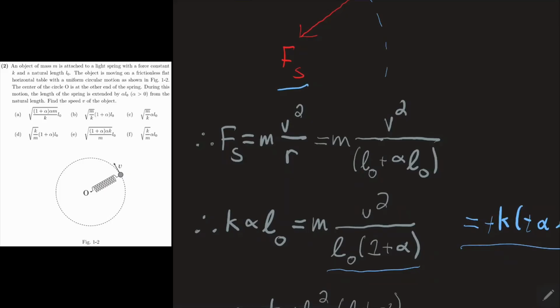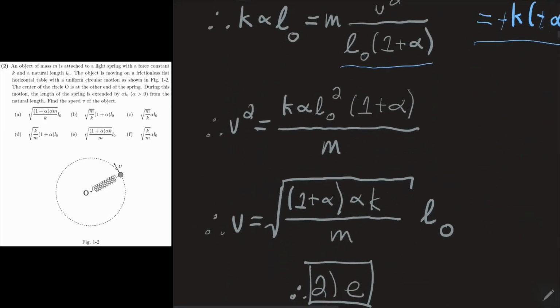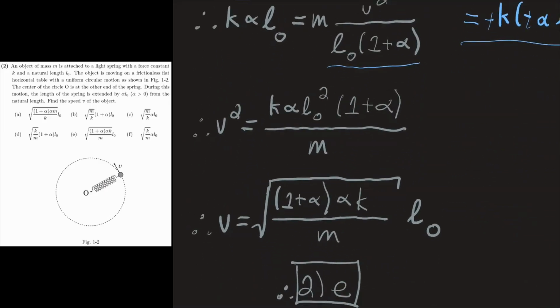So now that we have these expressions that equal to each other, we can rearrange to solve for v. And it equals the square root of 1 plus alpha times k divided by m, all multiplied by L sub O. Also, the reason why L sub O is outside the square root is because before square rooting both sides, we had L sub O squared right here. So L sub O squared, of course, square root it just becomes L sub O. And so this right here matches option E.